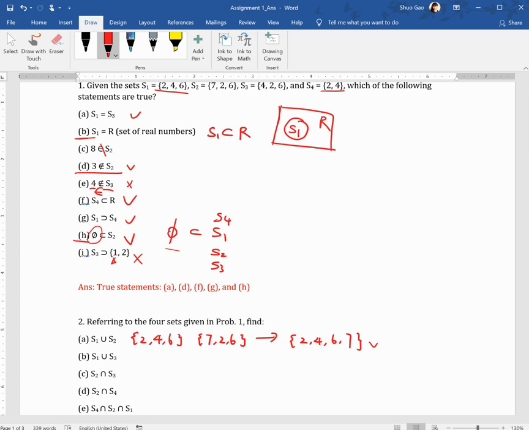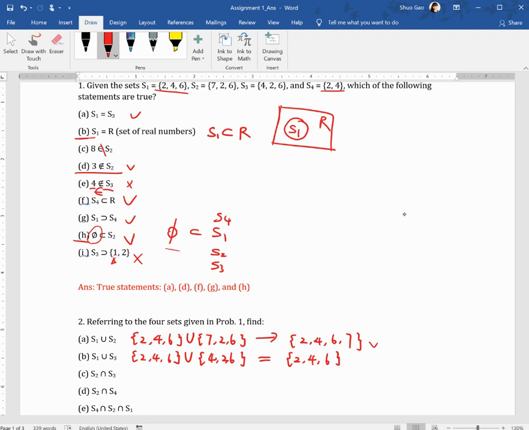And S1 union S3 is the same. S1 has 2, 4, 6. S3 has 4, 2, 6. They have the same elements here. So union means, again, 2, 4, 6. All the elements are these 3 elements.